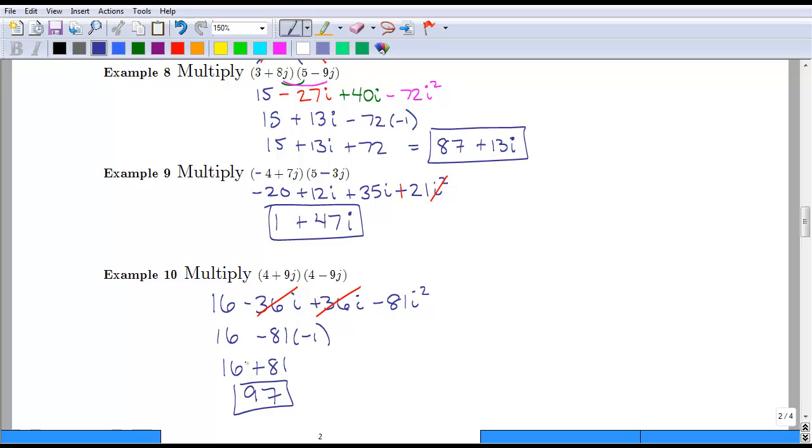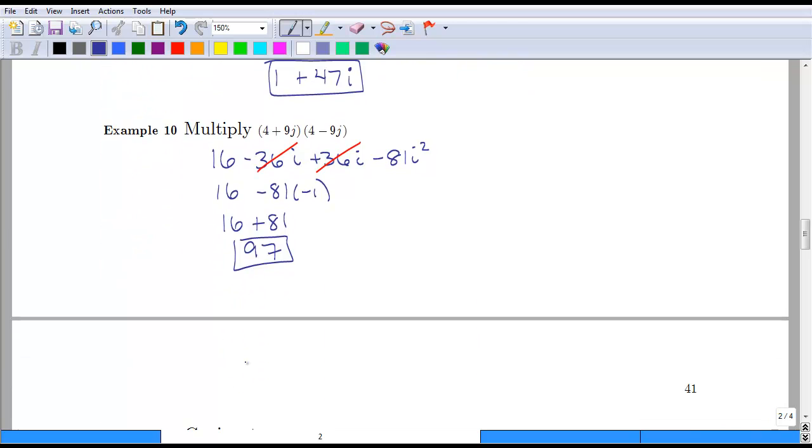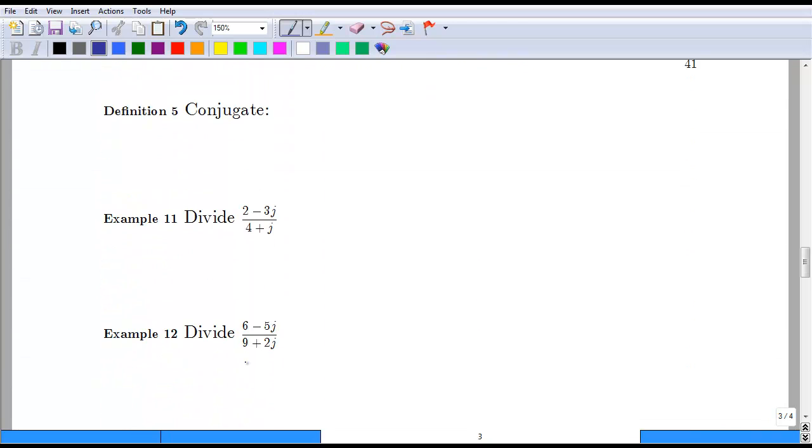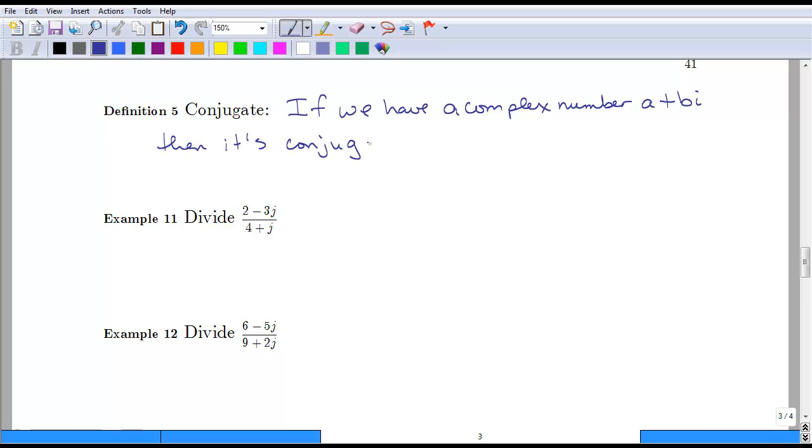And these two numbers that we use, these two complex numbers, have a special name, which is a conjugate. And that is going to be helpful when we start talking about division. So a conjugate, if we have a complex number a plus bi, then its conjugate is a minus bi. So we change the sign on that imaginary term.